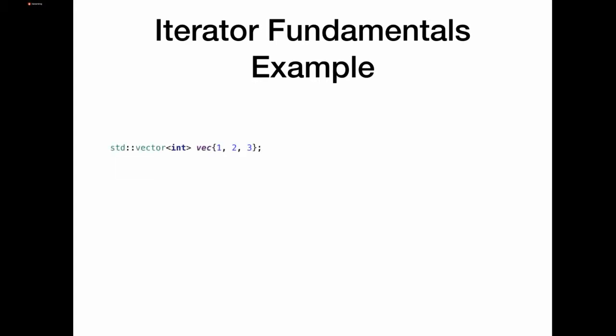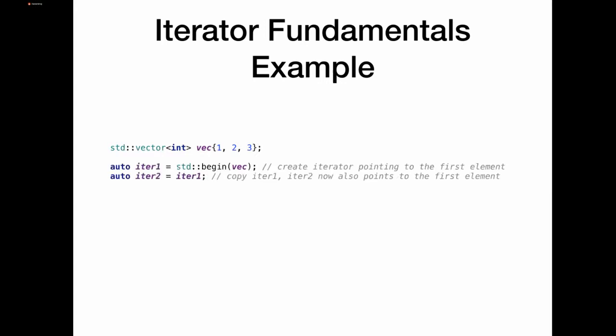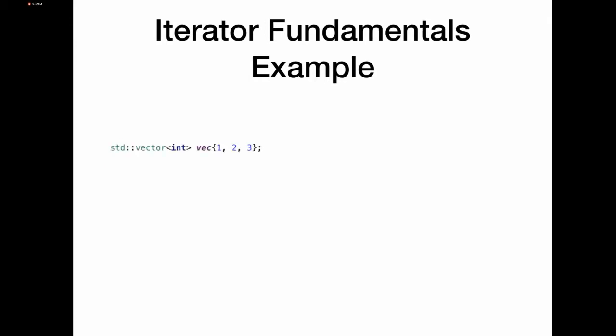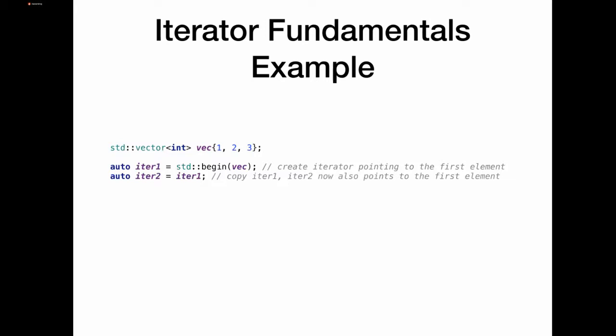So just a brief example, the absolute fundamental operations on the iterator. Declare a vector. We create an iterator called iter1, which points to the beginning of the vector, the first element. And we can copy construct the iterator. So now we're creating another iterator, which is a copy of the first one. Now these two iterators both point to the same element, and we can compare them for equality, so we can assert that the two iterators are equal, because they point to the same element in the same collection.